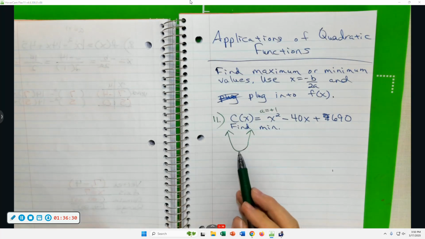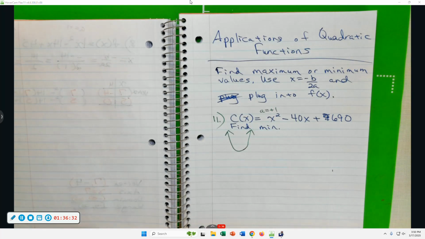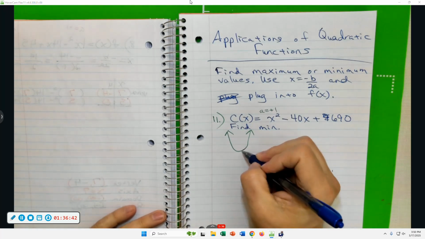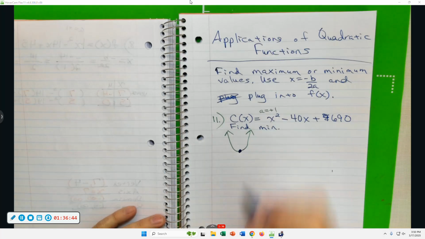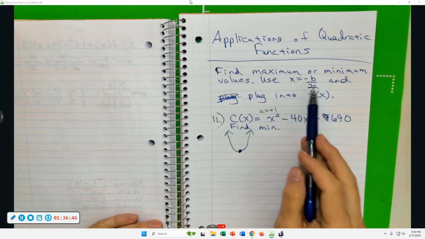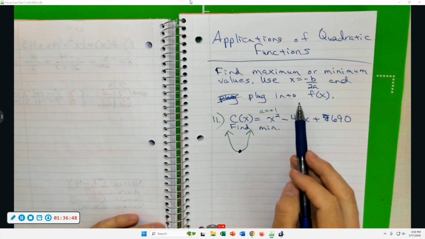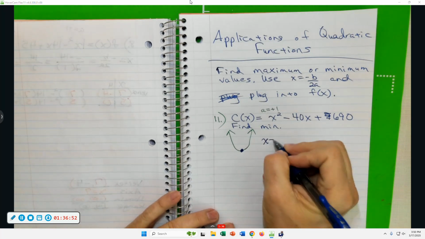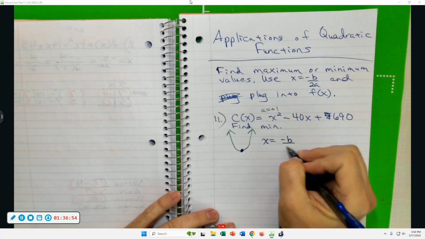If the parabola is opening upward, what does the graph have, a maximum y value or a minimum y value? Minimum. And where does that minimum y value occur? At the bottom. Down here at the bottom, it's called the vertex. That's why I said you're going to have to use that vertex formula and plug it into the function. So, let's use our vertex formula.